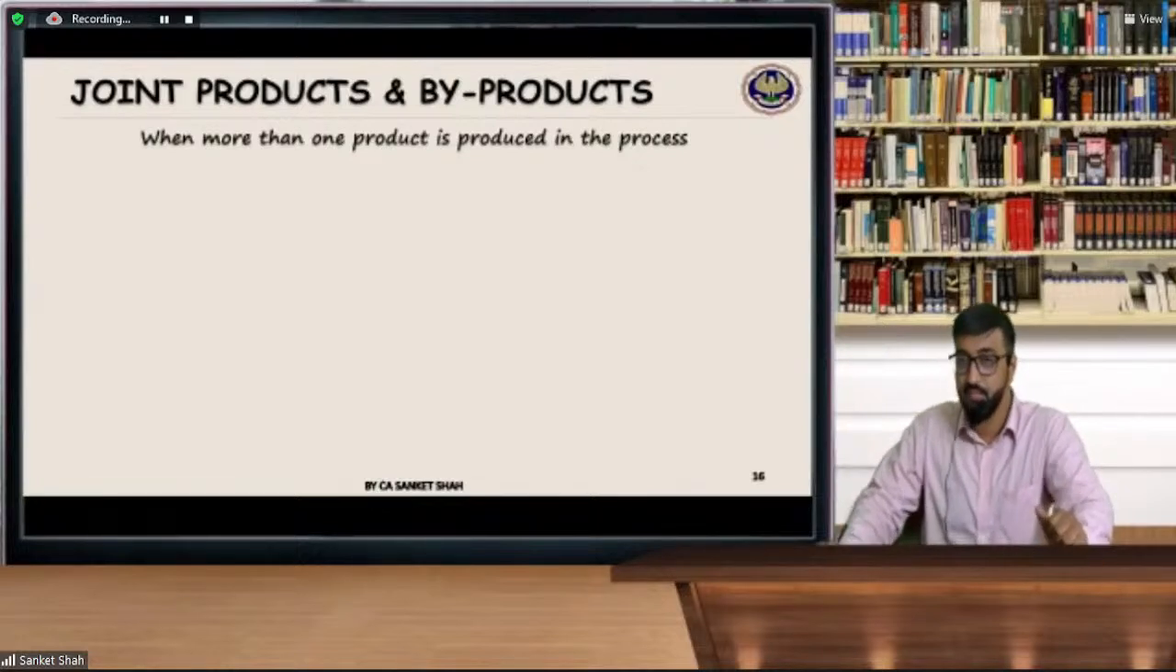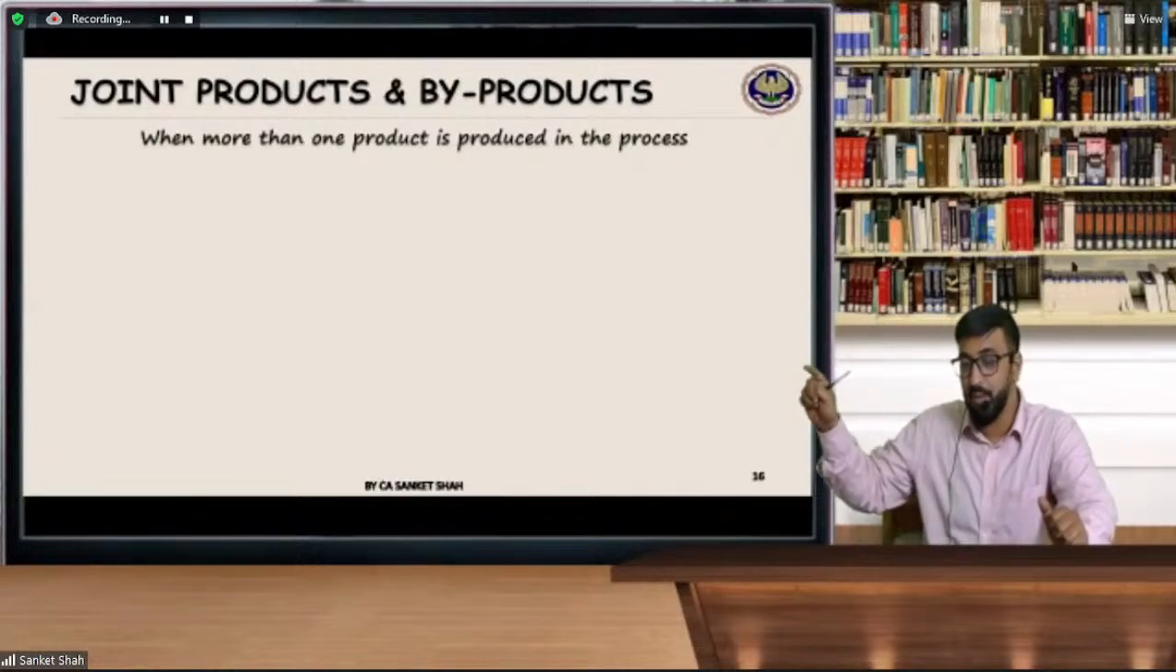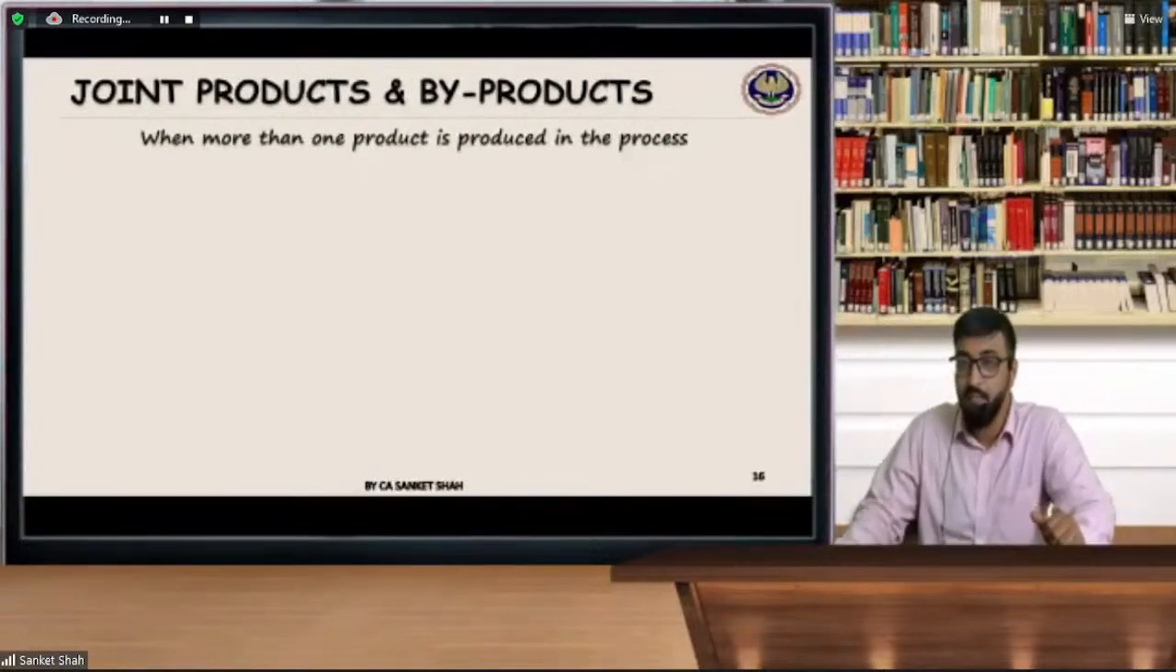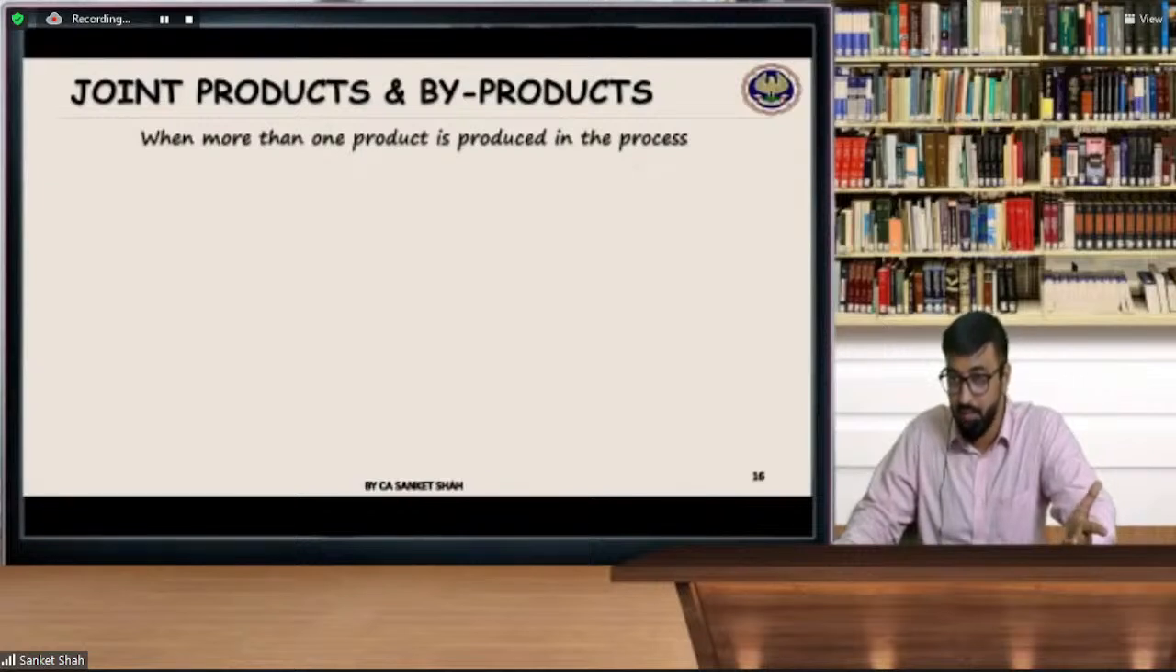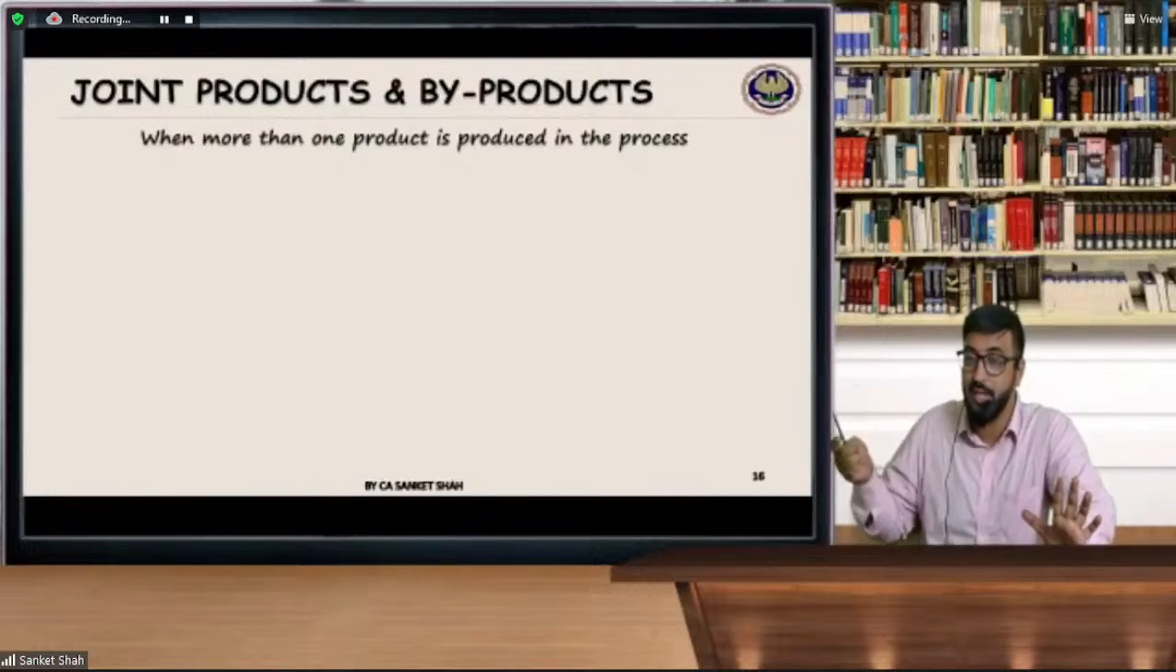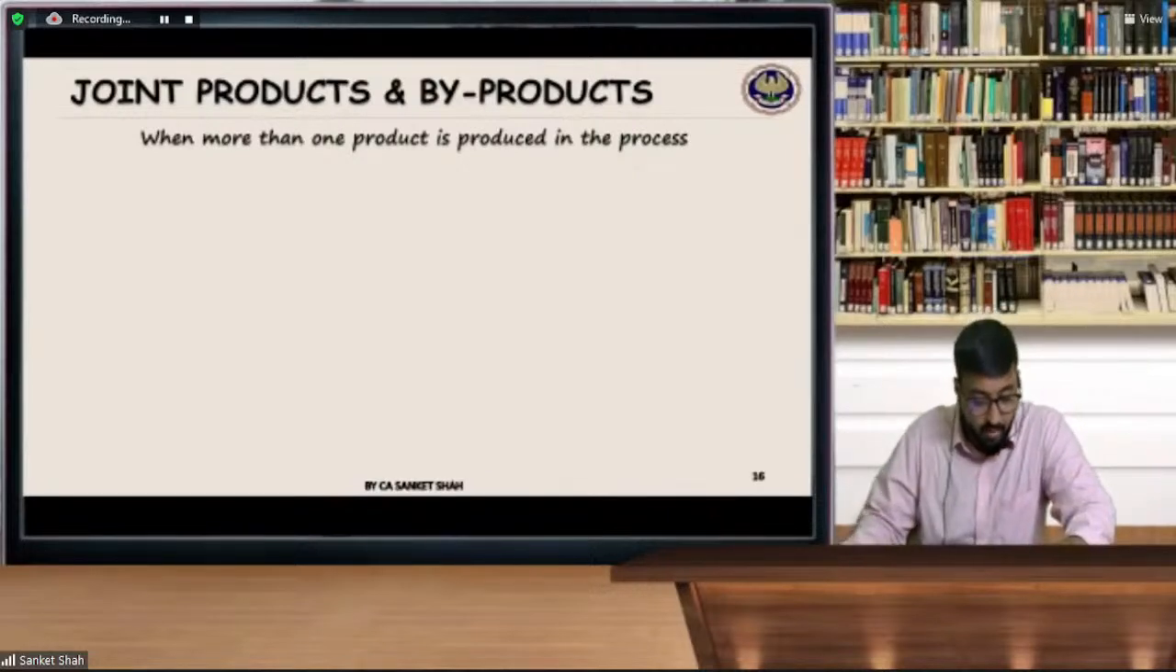Total methods means 5 methods, and in the fifth method there are 3 methods: NRV, market value at split off, and market value after split off. Okay, so all these methods are there in your study material. First one is a physical method, the second one is the average cost method, third one is a survey method, fourth one is a marginal cost method, and fifth one is a market value method. In market value you have 3 sub methods, that is at split off, after split off, and NRV method.